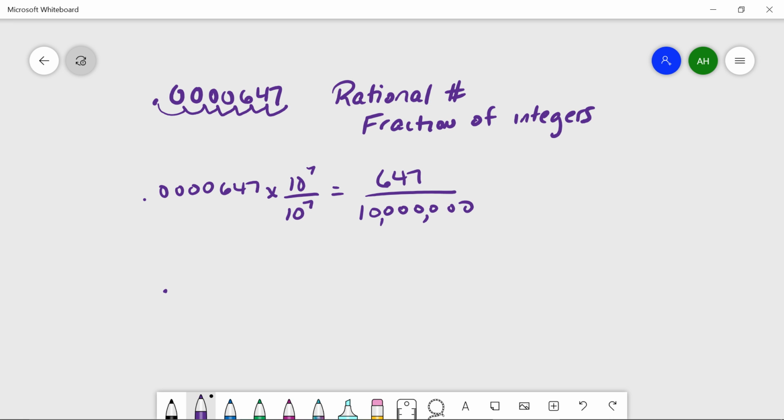All right, so if I have 0.0042, I want to move the decimal 1, 2, 3, 4 places, so I'm going to multiply this by 10 to the 4th over 10 to the 4th. That is going to give me 42 over 10,000. That's what they're looking for you to do there.